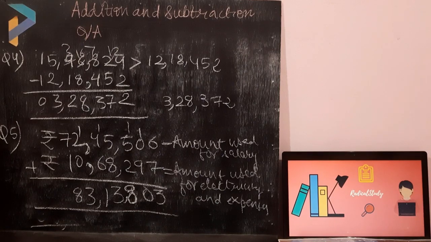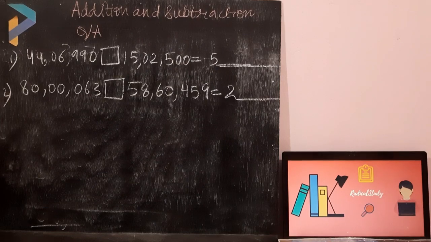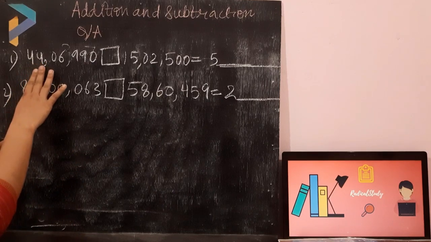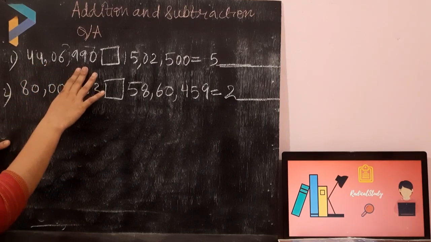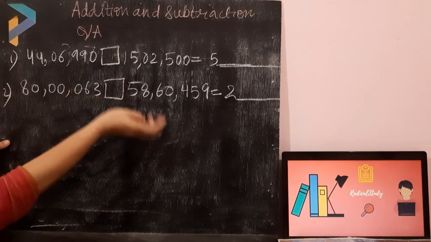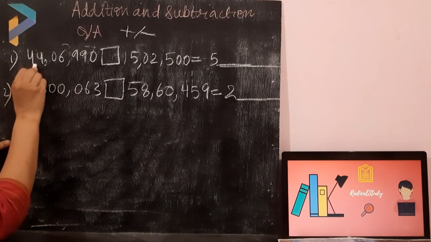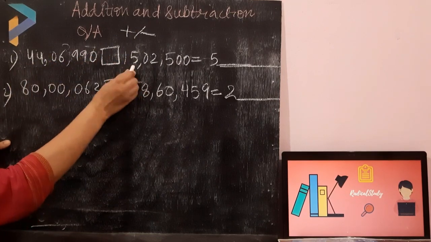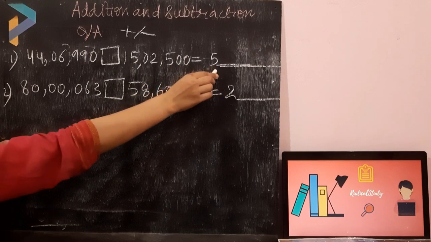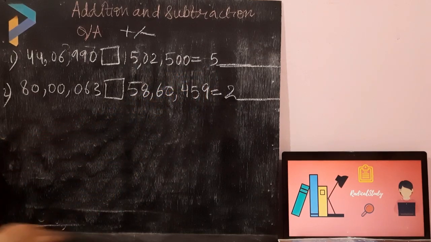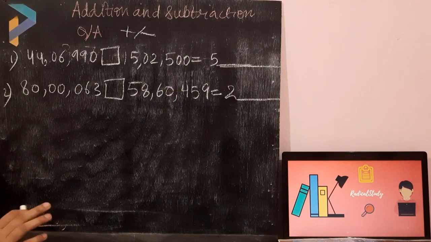Now I am going to solve the filling the blanks. Please pay attention. So students, this is the last question which I am going to solve. So this is a number 44,06,990. In between there is a blank. So you have to tell me plus or minus. That means, did we add or subtract these two numbers when this result came? So how will you analyze whether addition or subtraction happened here? I am going to give you a trick.